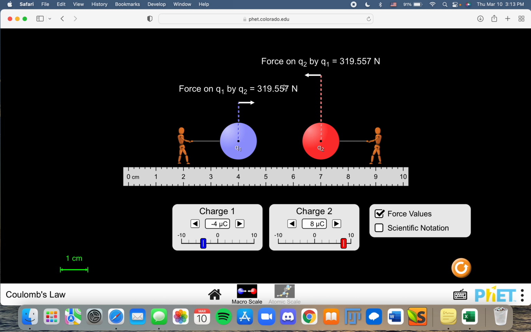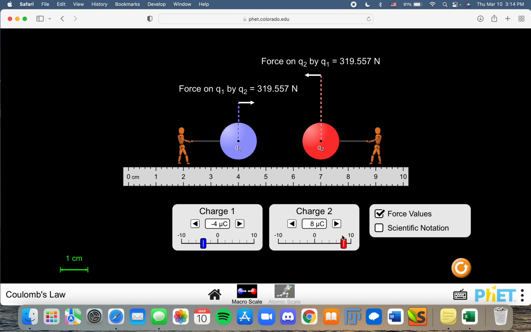Hi everyone, so in this simulation you will be able to observe how charges and the distance between atoms can affect their force of attraction or repulsion. And this is the main concept of what Coulomb's law is about. So as you see here, we have two atoms with different colors. In the simulation, the blue represents the negative charge atom and the red one is the positive one.